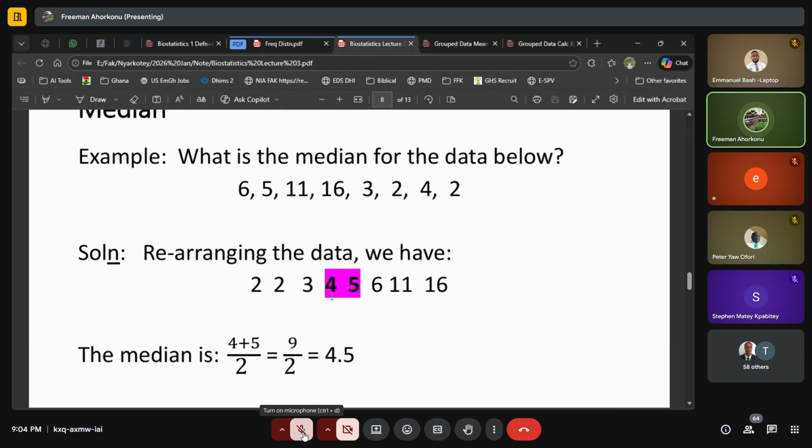So which numbers are we adding? 4 and 5 at the middle. So 4 plus 5 gives you 9. The 2 at the bottom here is the same 2 we have repeated. So 9 divided by 2 gives you what? 4.5.